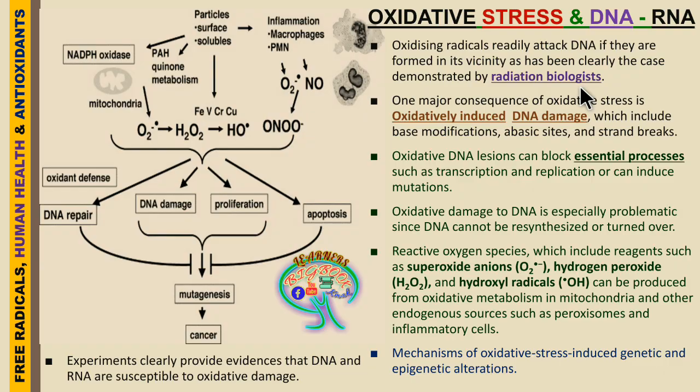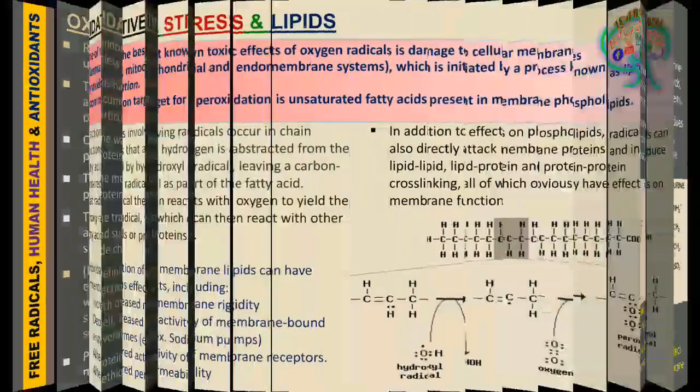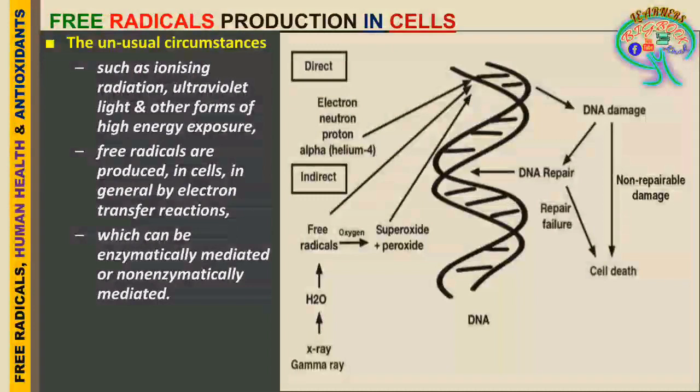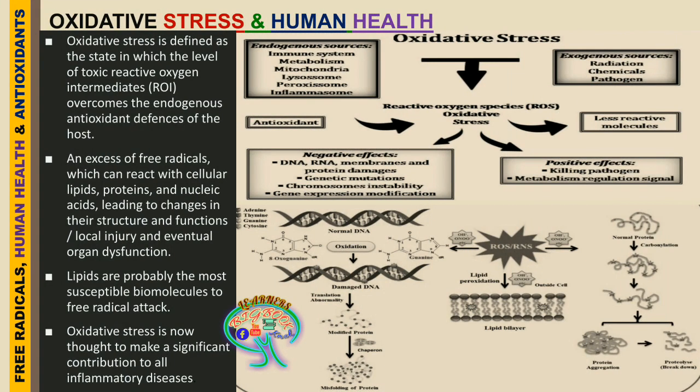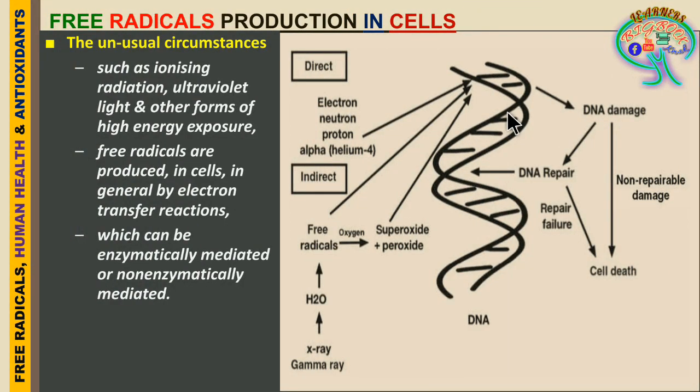We have already seen in this particular diagram that radiation, X-rays, and gamma rays are going to reduce the water molecule and generate superoxide or peroxide, and they are going to influence the molecules present in the DNA. And there we have come across these two pathways, where there can be repair of the DNA after it is damaged by the free radicals, or there can be direct cell death if there is no repair.